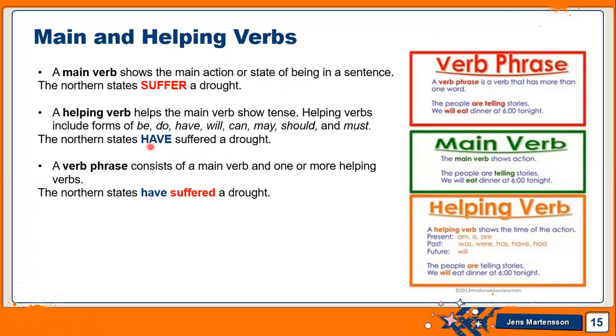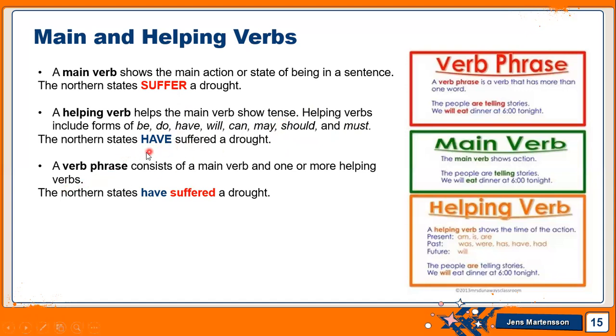So helping verbs are like verb to be, which can be is or are, verb to do, like do, did, does, verbs of have, like have, has, and had, also will, can, may, should, and must. All these, which you should know, are called helping verbs. I add them before the main verb, which is here suffer. Why do I use it? Because it helps show the tense, which means the time in which this action is taking place.